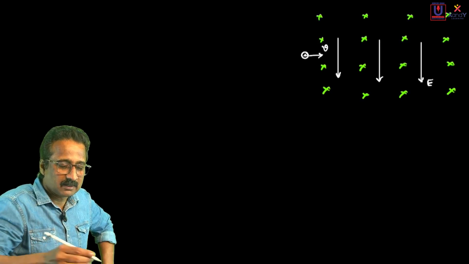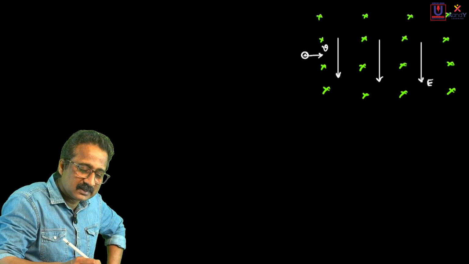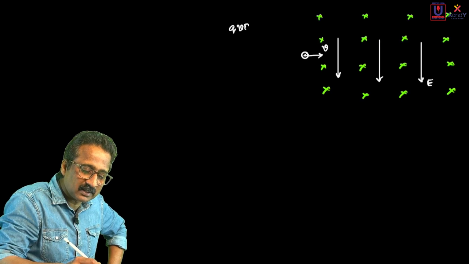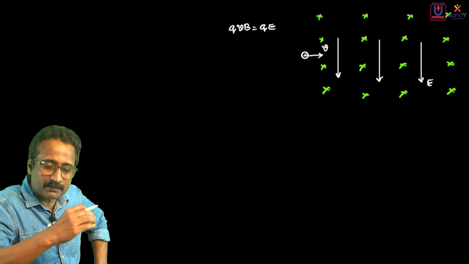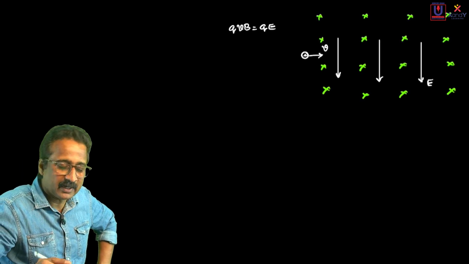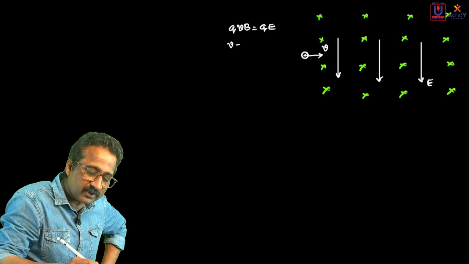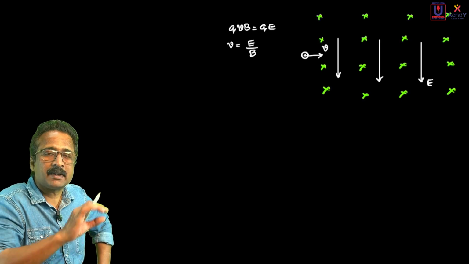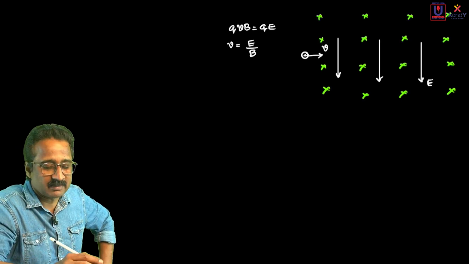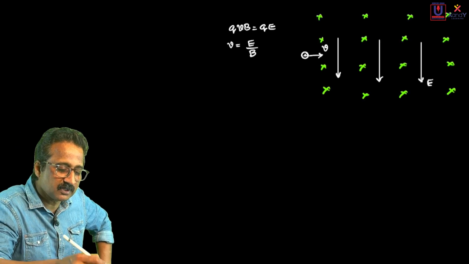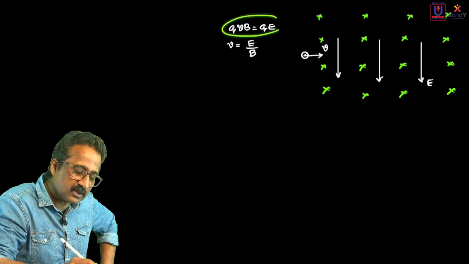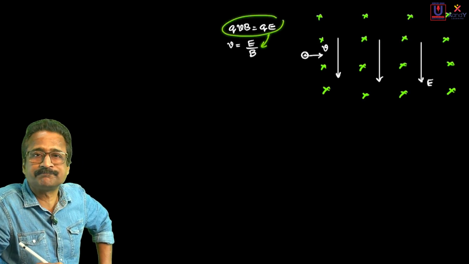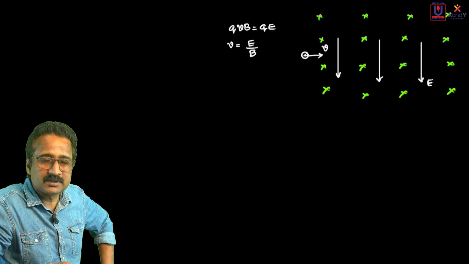In fact, the particle goes undeflected because the qvB acting on the particle is equal to qE. The forces are balanced. That is why the particle can move in a straight line. And you also know that this happens only for a particular velocity, only when v is equal to E by B. That's the condition for a particle to move in a crossed electric and magnetic field. This equation comes from the previous one; when you simplify it, you arrive at this result. So this is the velocity of the particle.